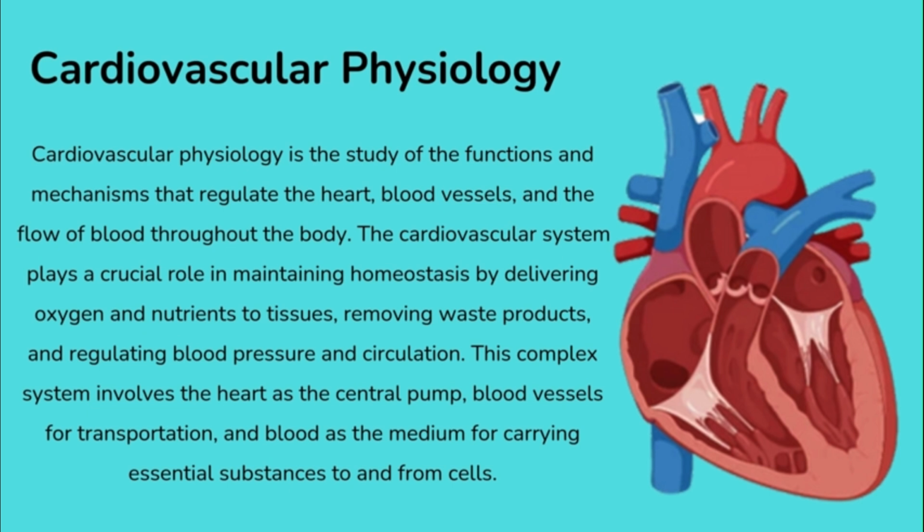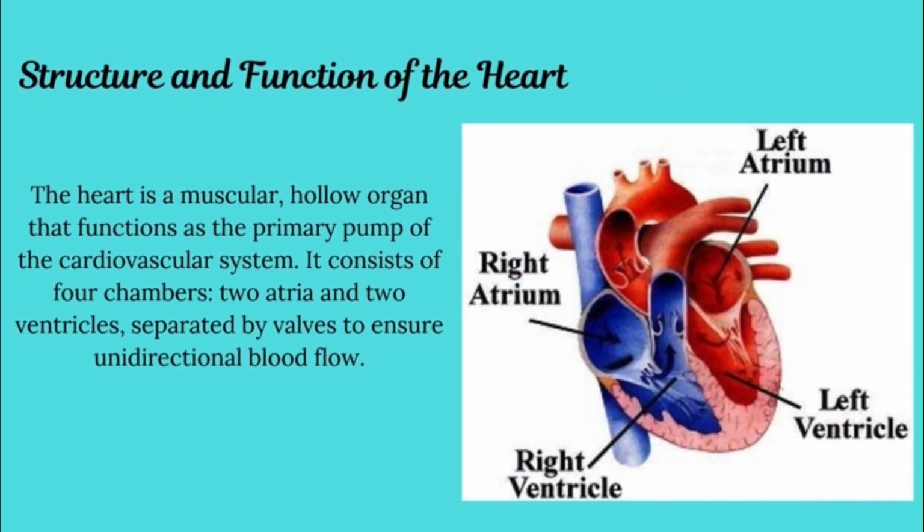This complex system involves the heart as the central pump, blood vessels for transportation, and blood as the medium for carrying essential substances to and from cells. Structure and function of the heart. The heart is a muscular, hollow organ that functions as the primary pump of the cardiovascular system. It consists of 4 chambers, 2 atria and 2 ventricles, separated by valves to ensure unidirectional blood flow.